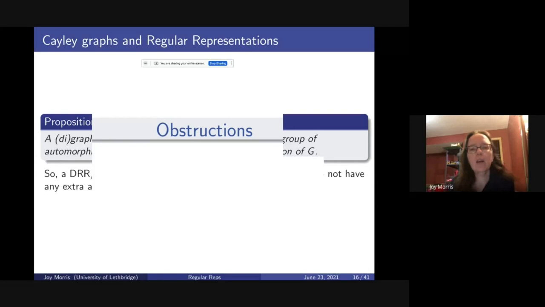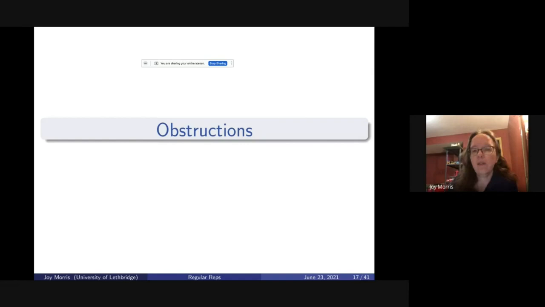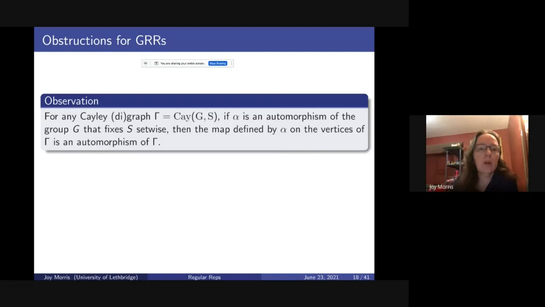Okay, so now let me start talking about obstructions. When can this fail? When does this necessarily fail to happen? So first of all, if we have a Cayley digraph and we have a group automorphism of our group G, let's call it alpha, and that group automorphism happens to fix the connection set S setwise, then we can define a map from that group automorphism.